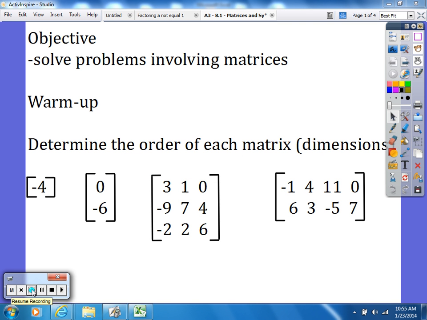Solve problems involving matrices. And when I'm talking about problems, I'm talking about systems of equations. I'm going to give you another way to solve systems of equations. So let's go around, and I'm going to pick on Logan first. Tell me what's the dimensions of this one right here.